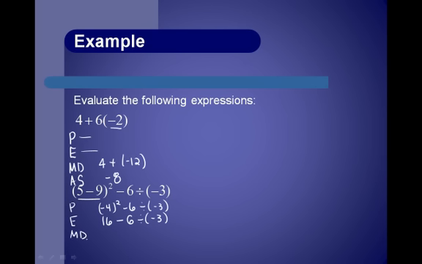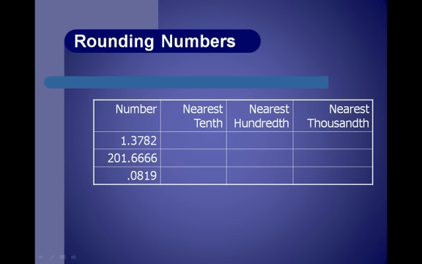Then we do our multiplication and division. Well, in this case, we have a division. 6 divided by negative 3. So we get 16 minus 6 divided by negative 3 is negative 2. And then we've got add and subtract. So 16 minus a negative 2, which we could rewrite as 16 plus a positive 2, which would give us 18. Let's talk about rounding numbers real quick.